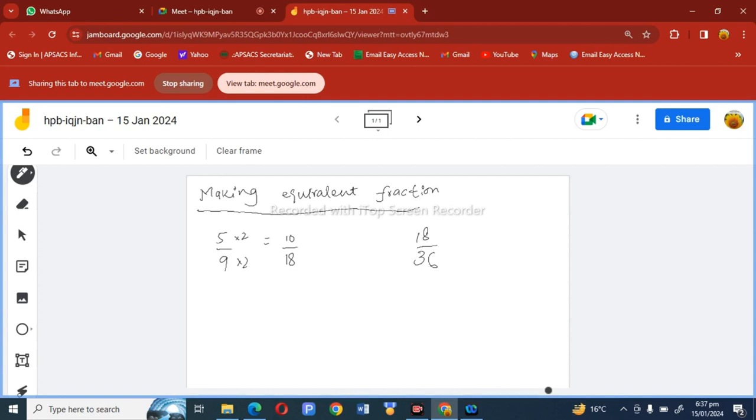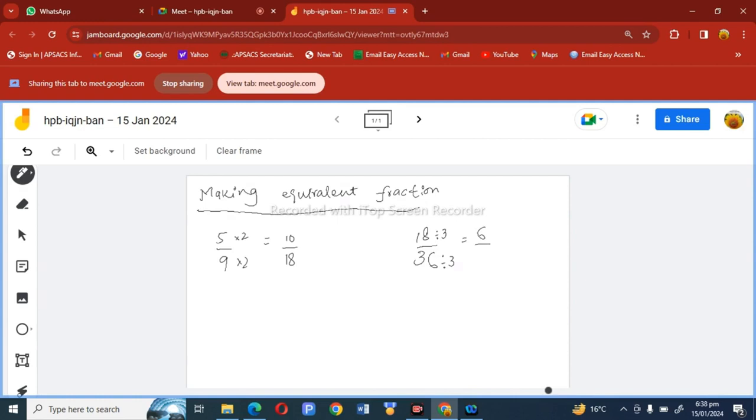So 18 and 36, you have to check in which table both numerator and denominator are coming. So they are coming in the table of 3, so you can reduce them with the table of 3. Means also with the table of 2, miss. Yes, with the table of 2 also, but it's better whenever you simplify the fraction, if you're making the equivalent fraction by dividing the numerator and denominator, try to take the biggest number. Okay, so here I'm trying 3.